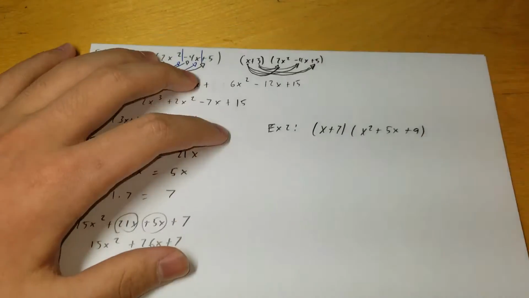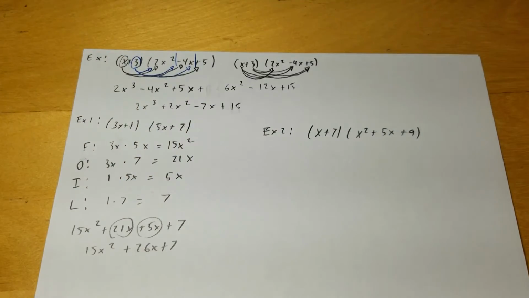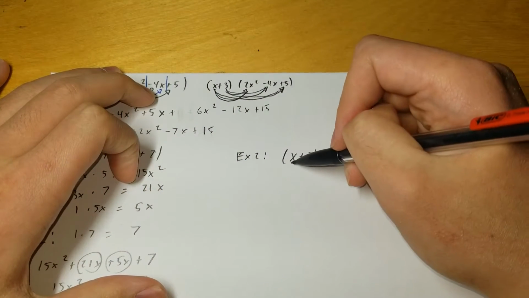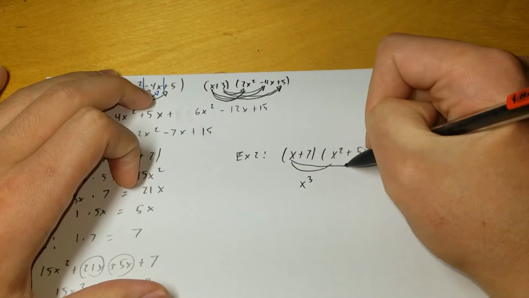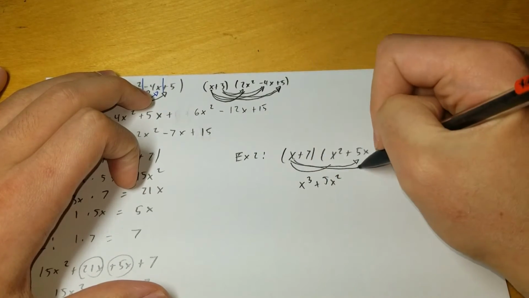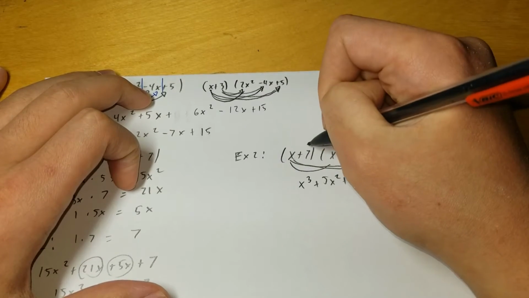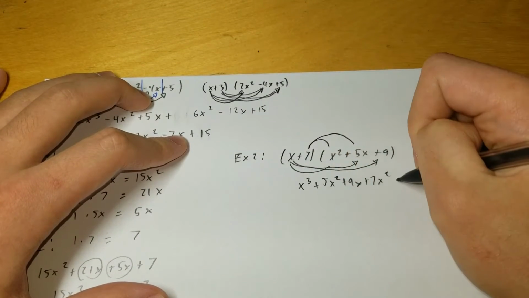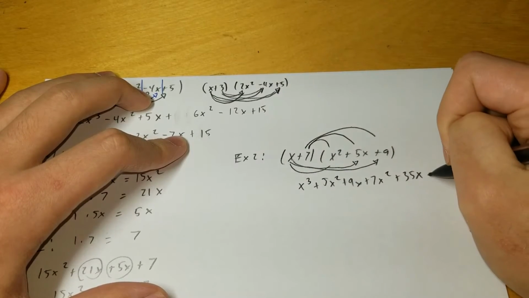Okay, example 2. This is an exceptional case, so we will do a different method. It's still essentially the same as FOIL, but you know how it is. So what you have to do is distribute, basically. x times x squared, bam, x cubed. x times 5x, plus 5x squared. x times 9, plus 9x, and then you do likewise for the other term. So 7 times x squared, plus 7x squared, 7 times 5, plus 35x, and then 7 times 9, which is 63.